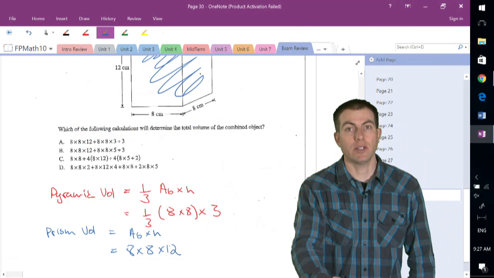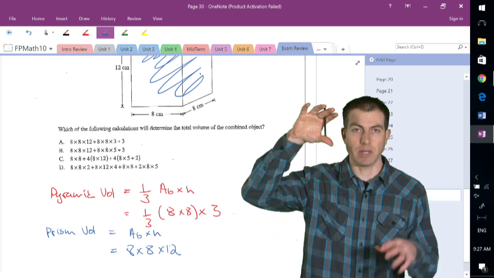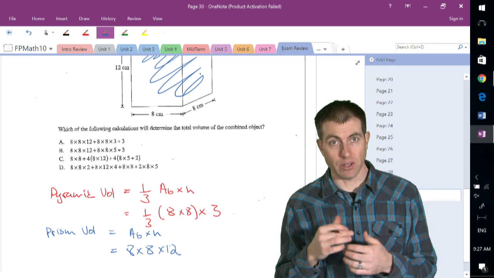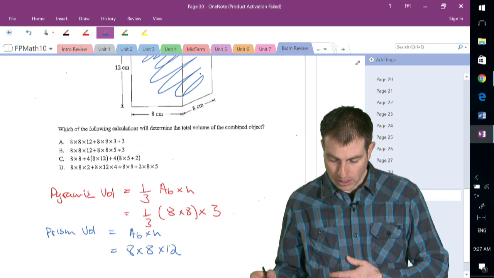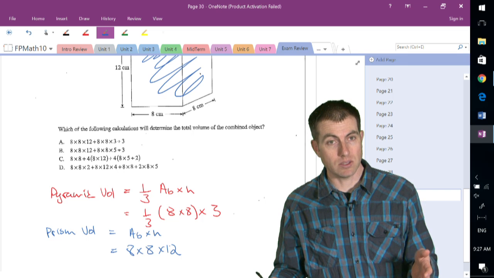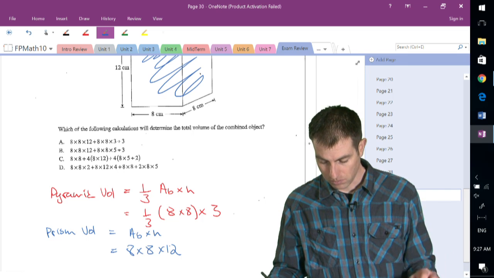Now, if I'm trying to figure out the volume of the total shape, I'm going to have that triangular prism on the top, the rectangular prism on the bottom. I'm going to have to add those together. So I'm going to have to add the top and the bottom. And in the answers that are given to me, I don't know which order they've done them in. So I'm just going to have to hope for the best.